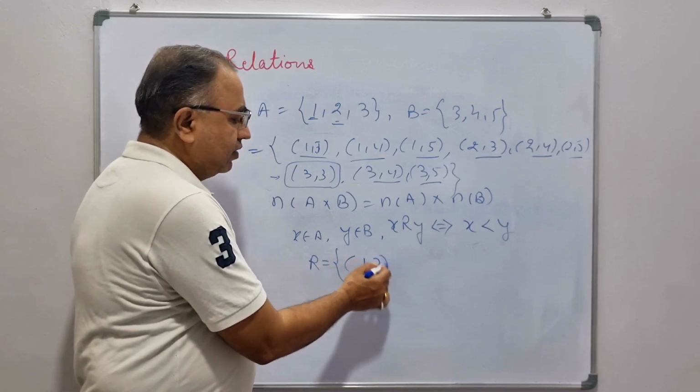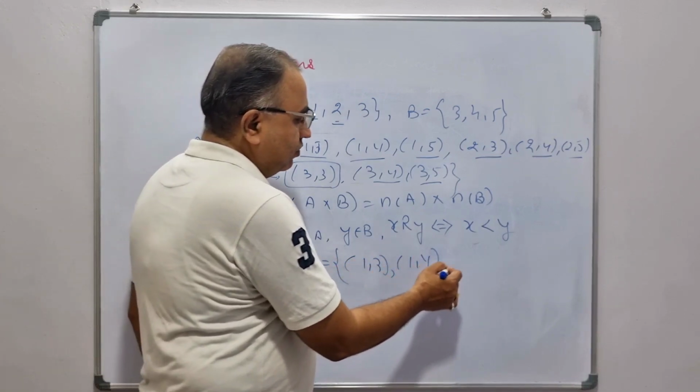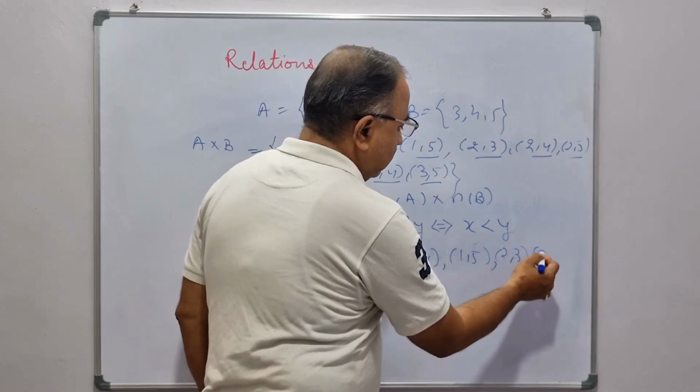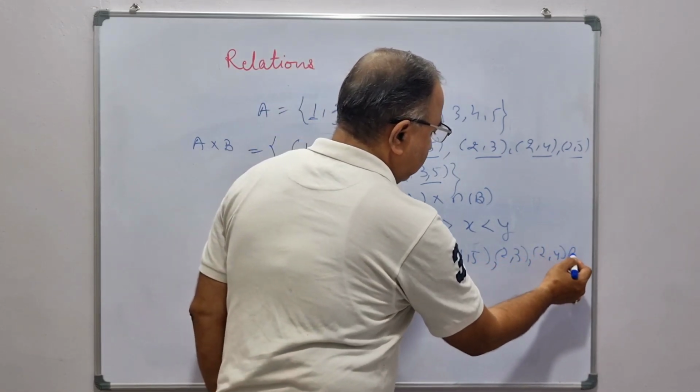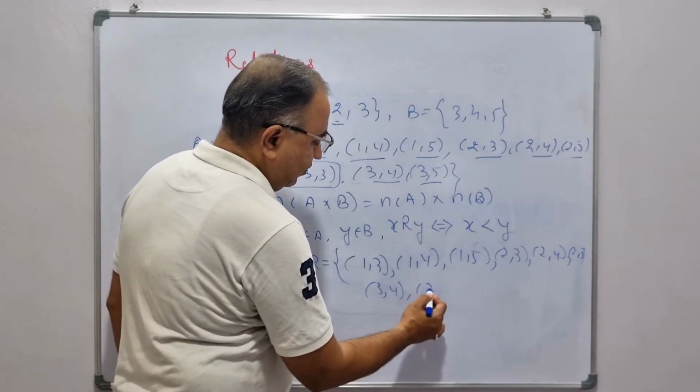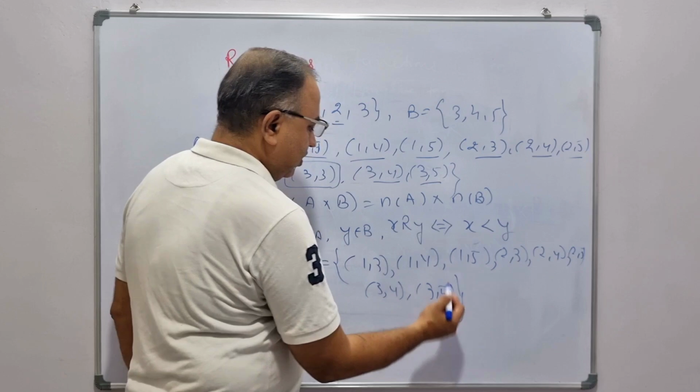So (1, 3), (1, 4), (1, 5), (2, 3), (2, 4), (2, 5), (3, 3) is removed, (3, 4), and (3, 5). This is a relation.